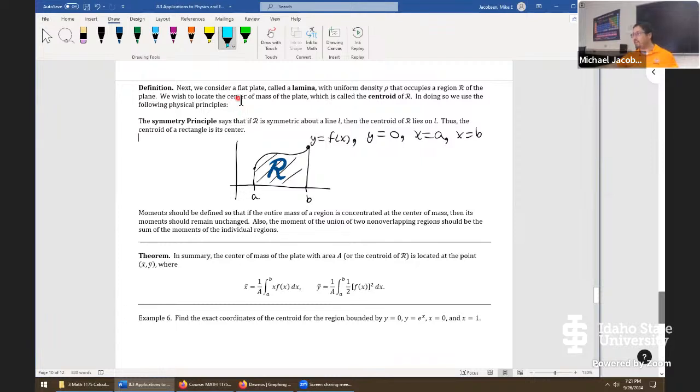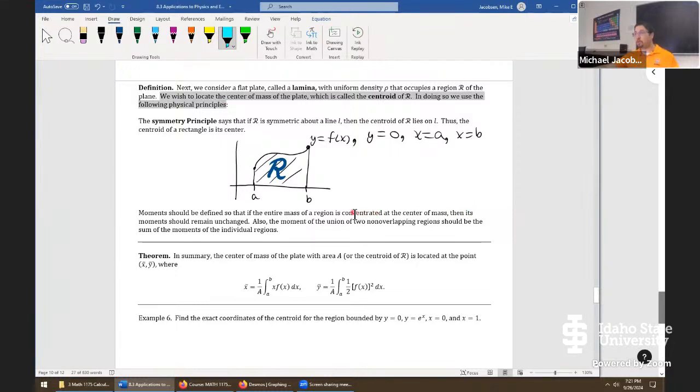So we have a plate called a lamina with uniform density this time. Instead of having point masses at various locations, we're going to say that the density is now uniform throughout this whole plate. Imagine it's maybe something like this, for example. Uniform mass occupies a region R, so there's our region. We wish to locate the center of mass of this plate.